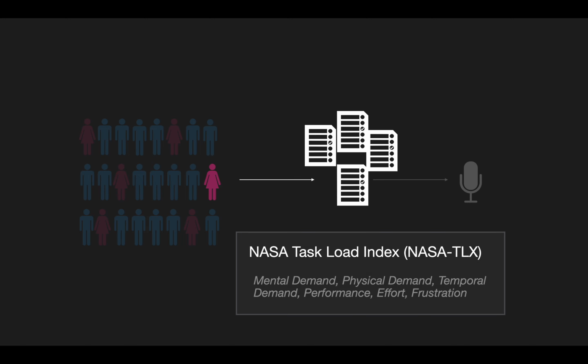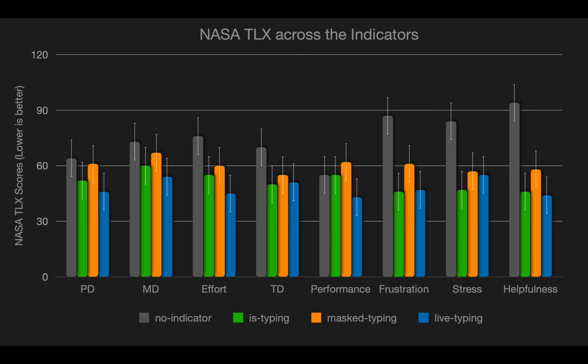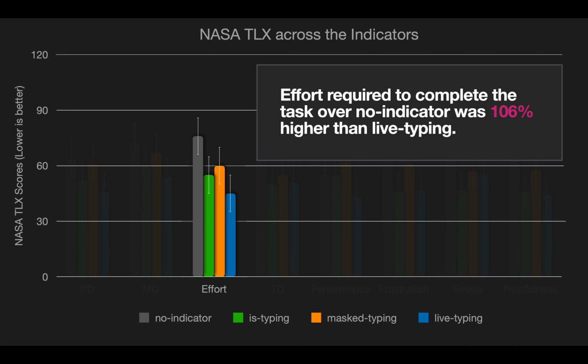At the end of each interaction, participants filled out a NASA TLX for each indicator, and at the end of all 4 interactions, we conducted a semi structured interview to gather participants' insights for each interaction. Analyzing the NASA TLX ratings across all indicators, we found that richer indicators have a reduced cognitive load as compared to no indicator across all dimensions of NASA TLX. For instance, effort required to complete the task over no indicator was 106% higher than live typing.